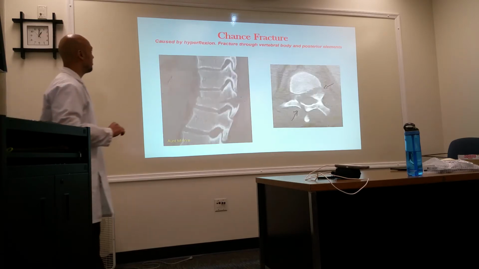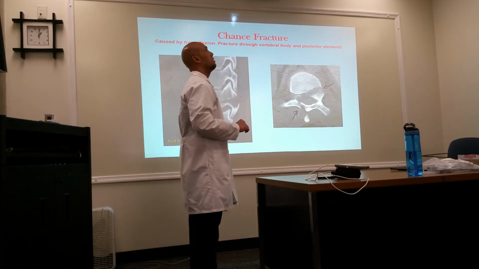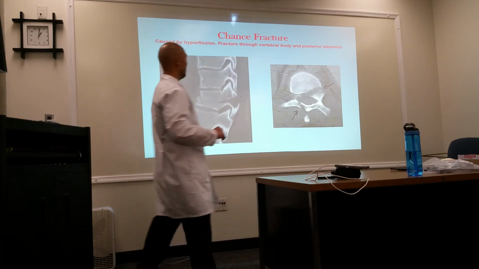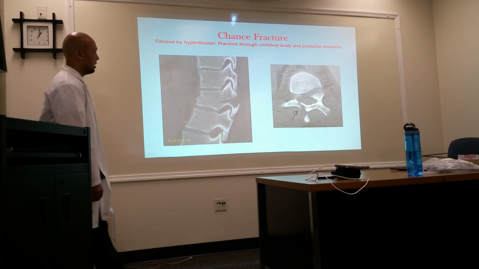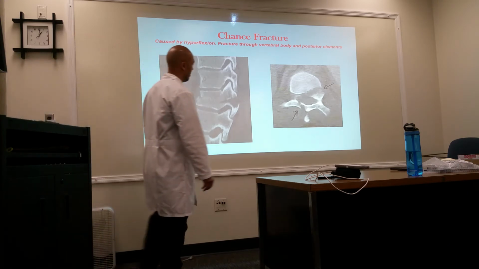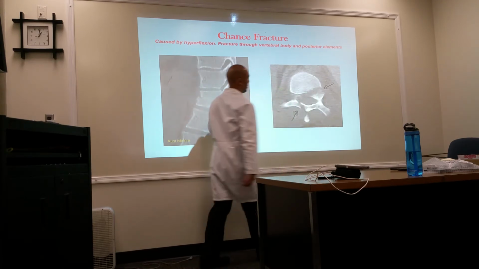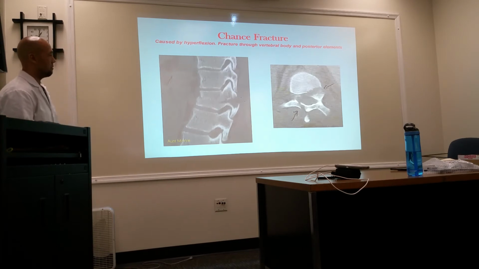Chance fracture. Chance fracture is caused by hyperflexion of the back, okay? Fracture through the vertebral body and includes the posterior elements. So through the body and also the posterior parts, which may include the pars or the laminae.